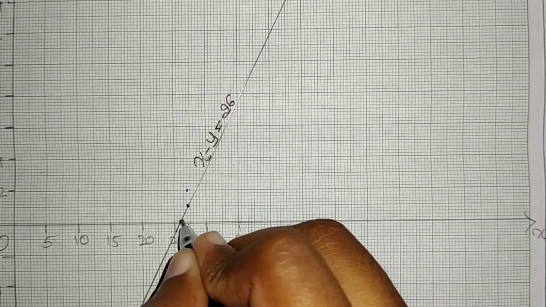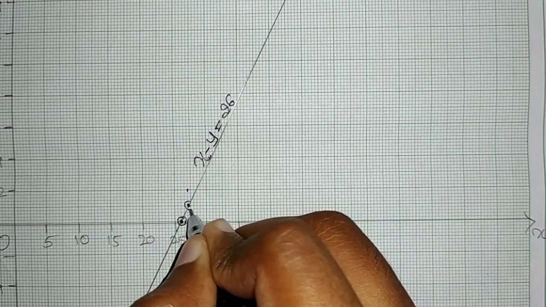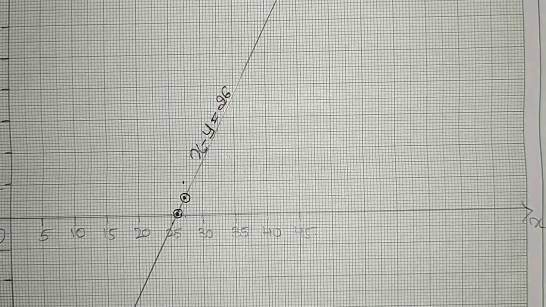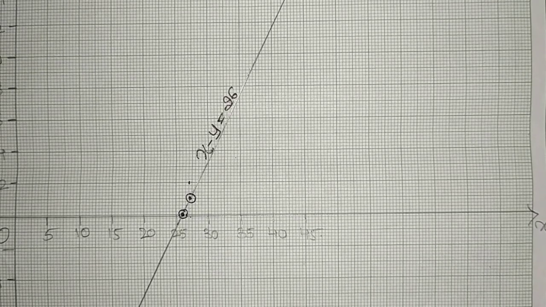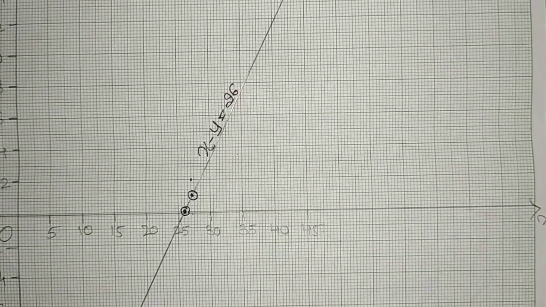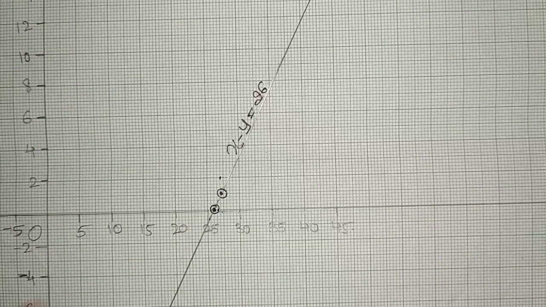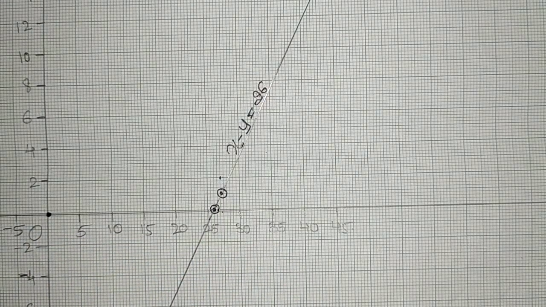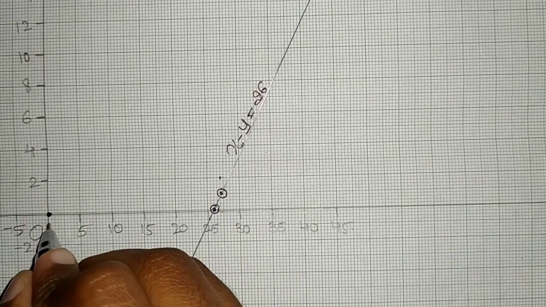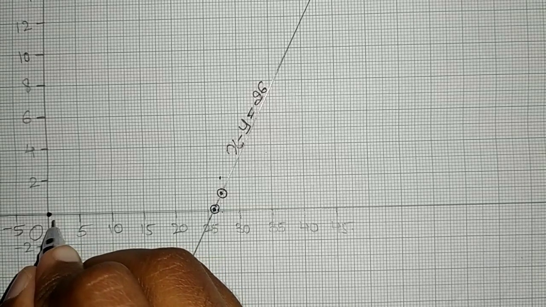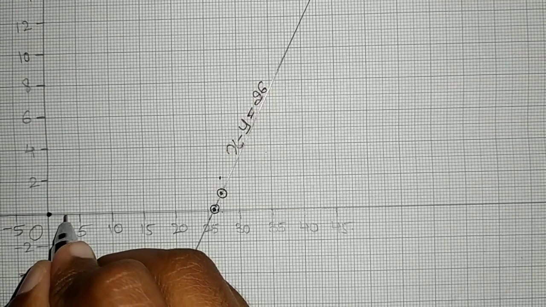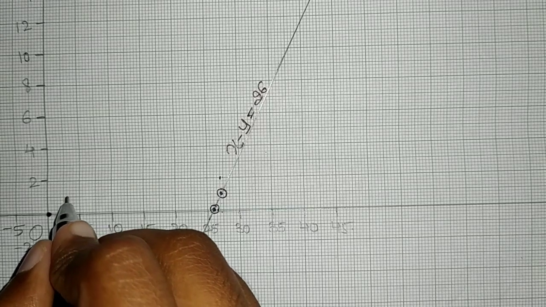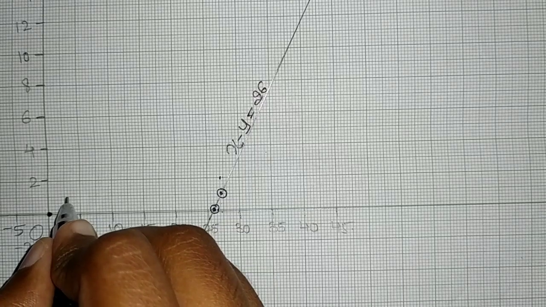If you want, you can even put 2 small circles around your points. It looks good and defined. So now for the second equation, the points of the second equation: x is equal to 0, y is equal to 0 is our origin. And when x is equal to 3, y is equal to 1. Once again, 1 is here.